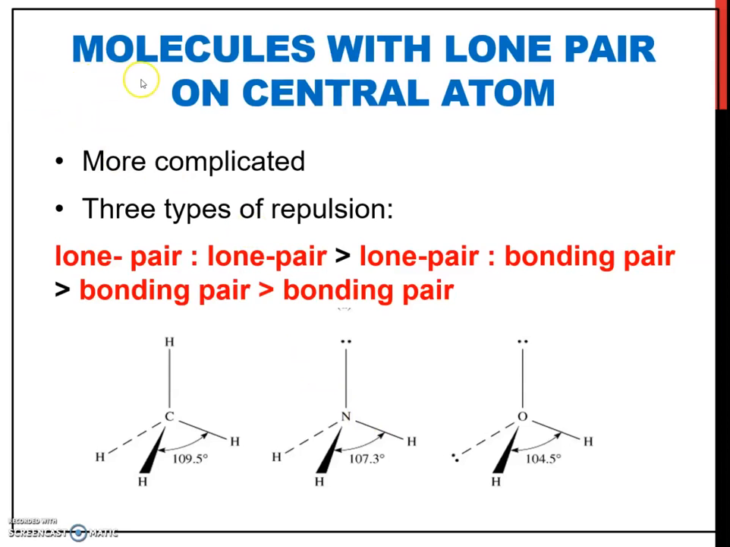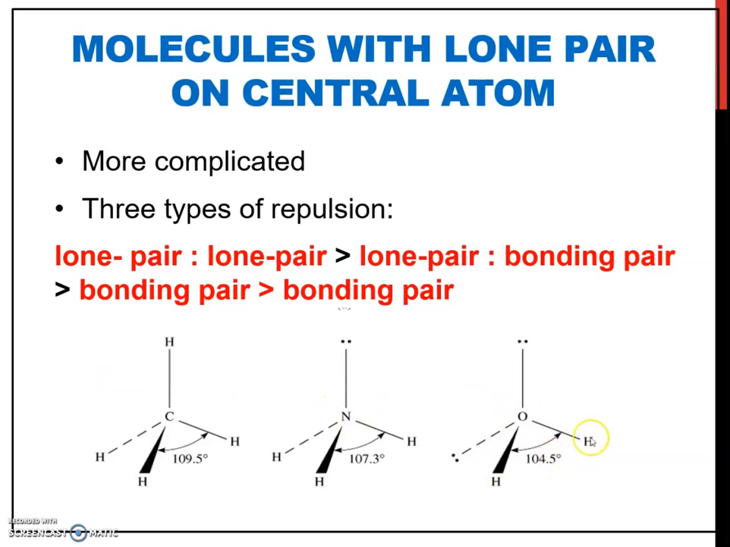Okay, for the second type is molecules with lone pair on central atom. So it seems more complicated because the repulsion occurs. Okay, so kat sini ada contoh 3 compound. Okay, ini adalah methane, semuanya adalah bonding pair. The second is ammonia, NH3. So the central atom has one lone pair and bonding pairs, and the last molecule, for central atom oxygen, has two lone pairs and the bonding pairs.